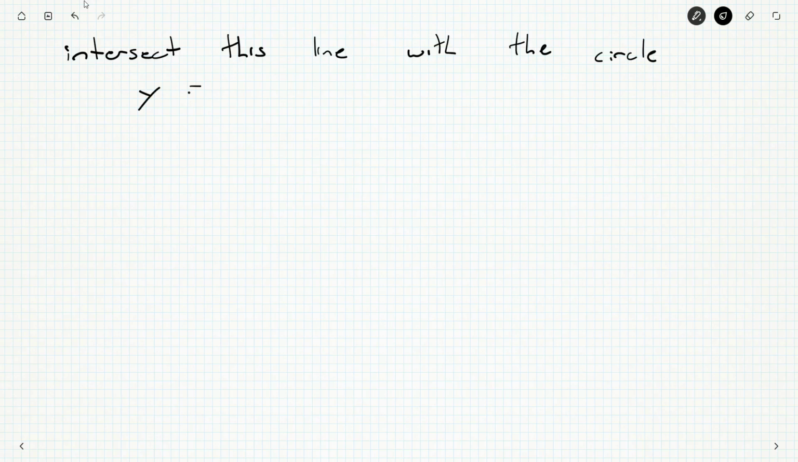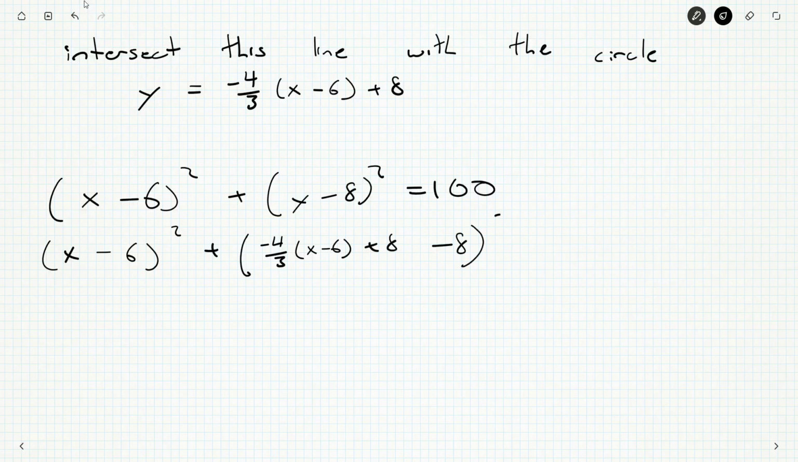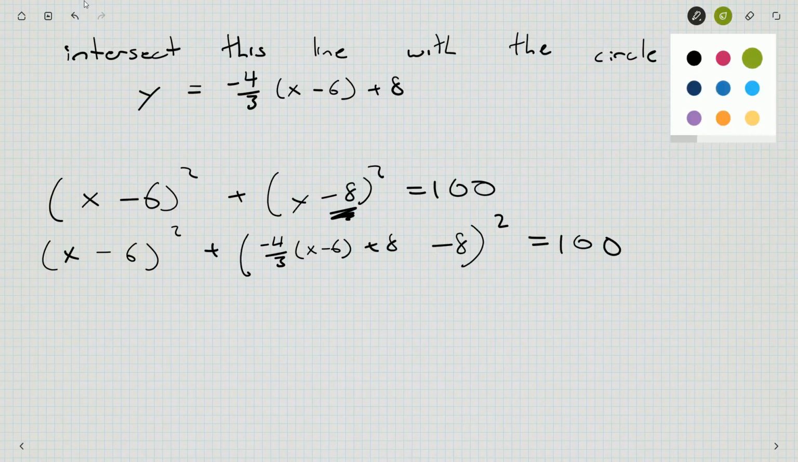So just quickly rearrange it. y is equal to negative 4/3 (x minus 6) plus 8. Just bring the 8 over to the other side. So now we know (x minus 6) squared plus (y minus 8) squared is 100, but I have a formula for y now. Negative 4/3 (x minus 6) plus 8 minus the 8, squared, is 100. Well, these 8s are going to cancel each other out.